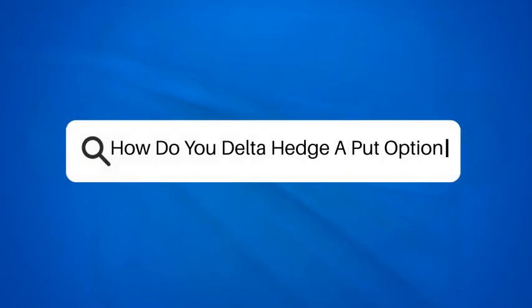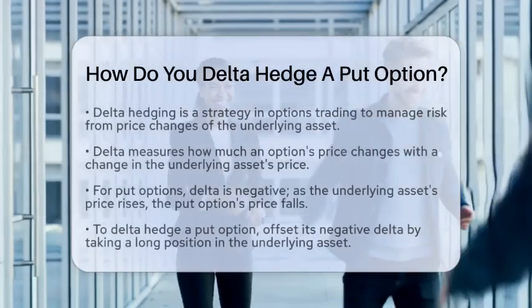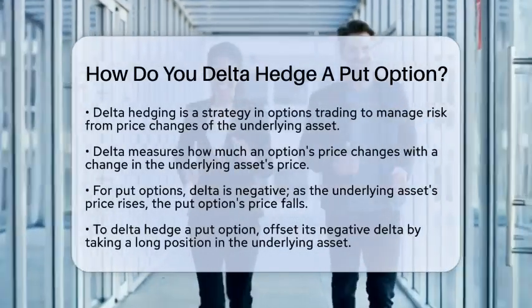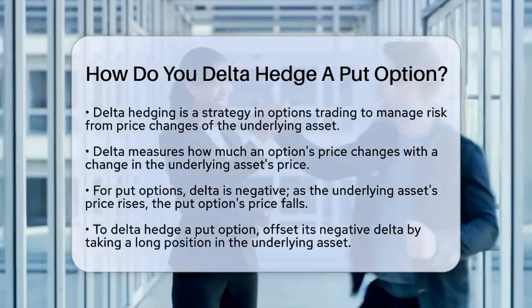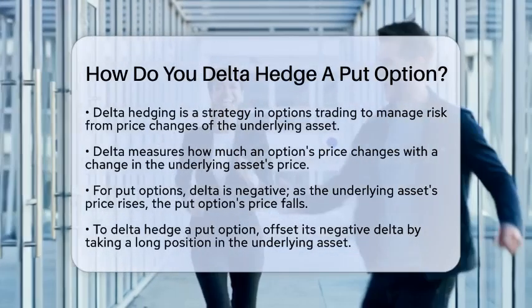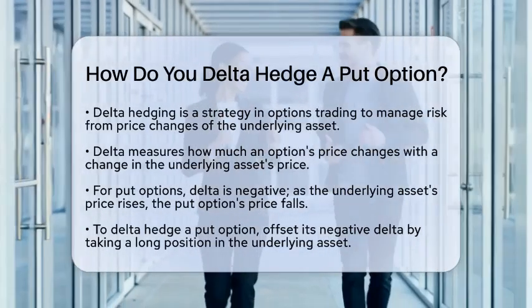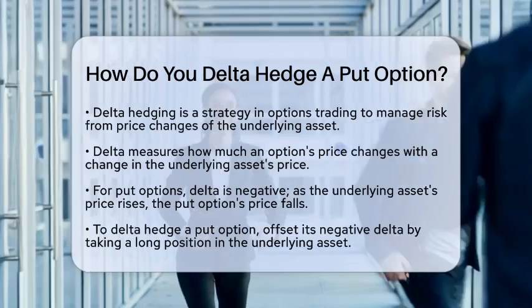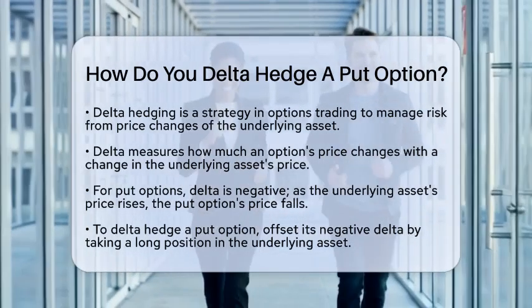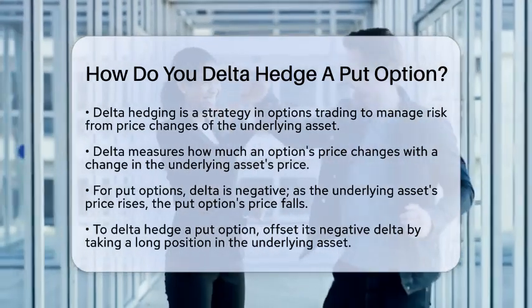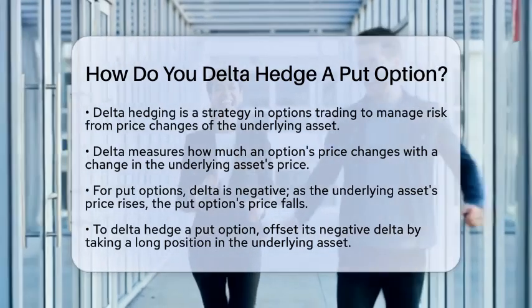How do you delta hedge a put option? If you are curious about how to delta hedge a put option, you are in the right place. Delta hedging is a strategy used in options trading to manage risk related to price changes of the underlying asset. Let's break down how this works specifically for put options.